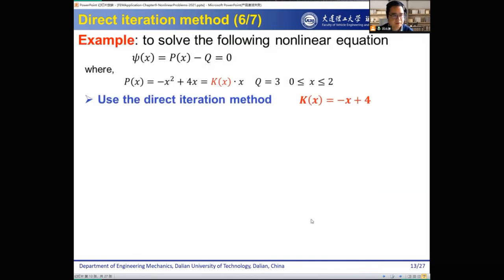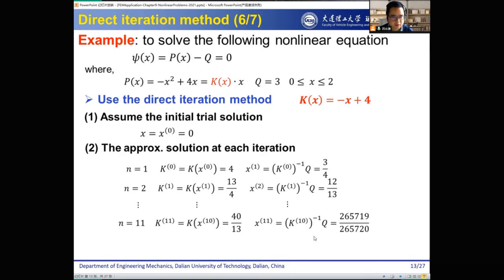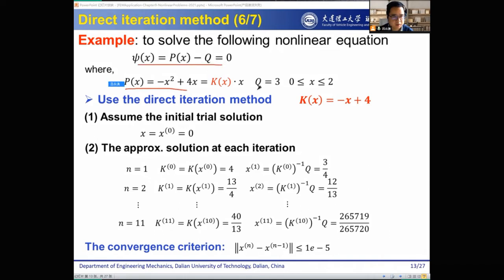Examples for the direct iteration method. We have a nonlinear equation, where Q equals 3, and this is the formulation of the nonlinear equation. We can write it in this format, which makes it easy for the direct iteration method. If we write it in this format, then Kx equals minus x plus 4.